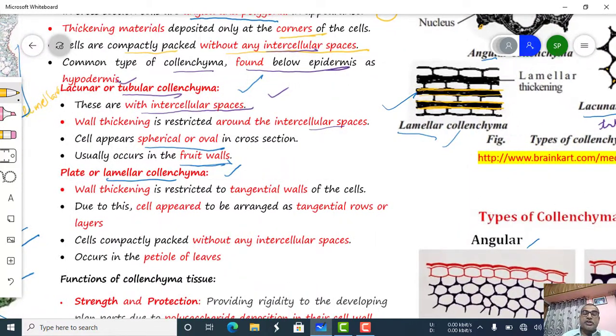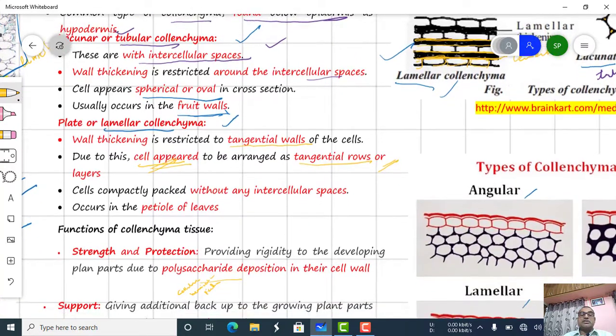So wall thickening is restricted to the tangential walls of the cells. Due to this, cells appear to be arranged as tangential rows or layers. It looks like brickwork. Such a type of brickwork will be present, and this collenchyma will act as a supporting material. So due to this thickening, cells appear to be arranged as tangential rows or layers.